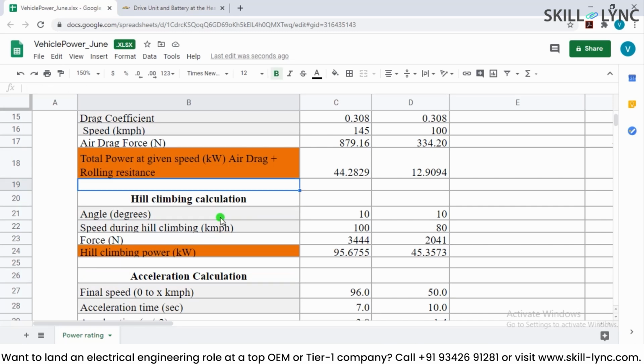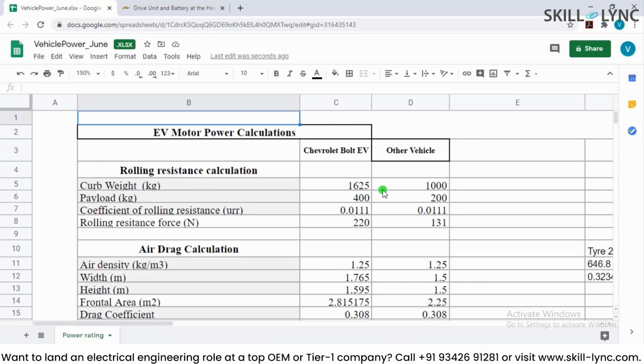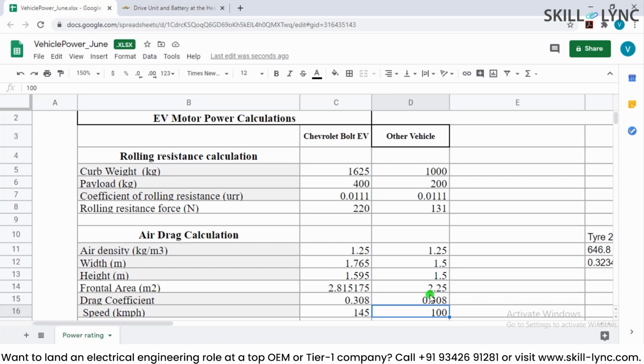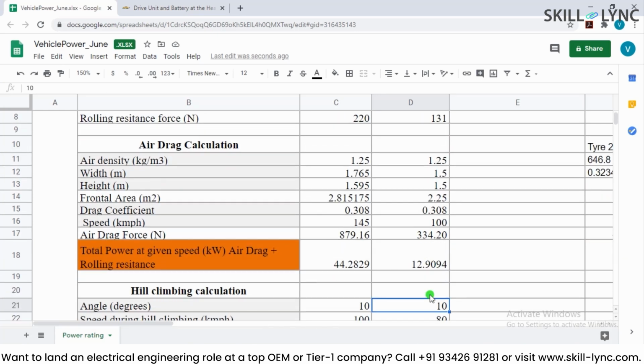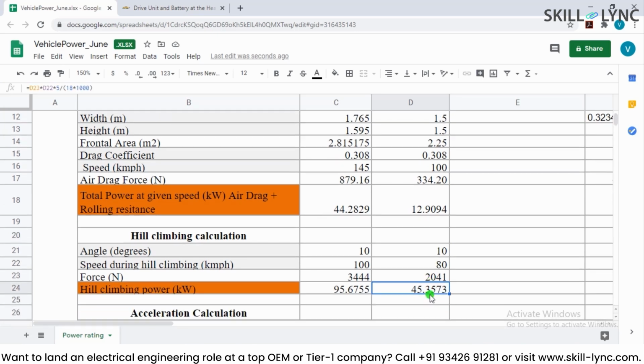Now for your reference, I have added another vehicle as well. So if you consider a lighter vehicle with the similar values basically, and if you have a low speed electric car, let's say your top speed is 100 kilometers per hour only, then your vehicle will require only 12 kilowatt power to run at 100 kilometers per hour speed, and in order to do the hill climbing it will require 45 kilowatts. So the sizing of the motor or power estimation of the motor will be somewhat less if you have the less weight of the car, and therefore people are talking about the light weighting and the new mechanical design for electric vehicles.